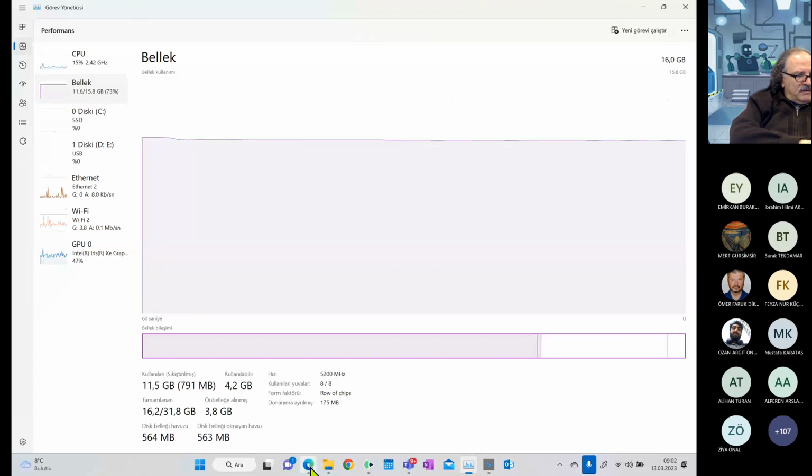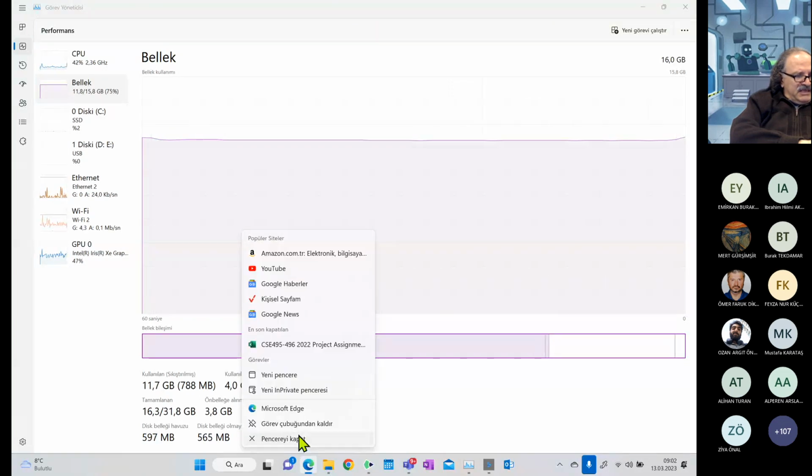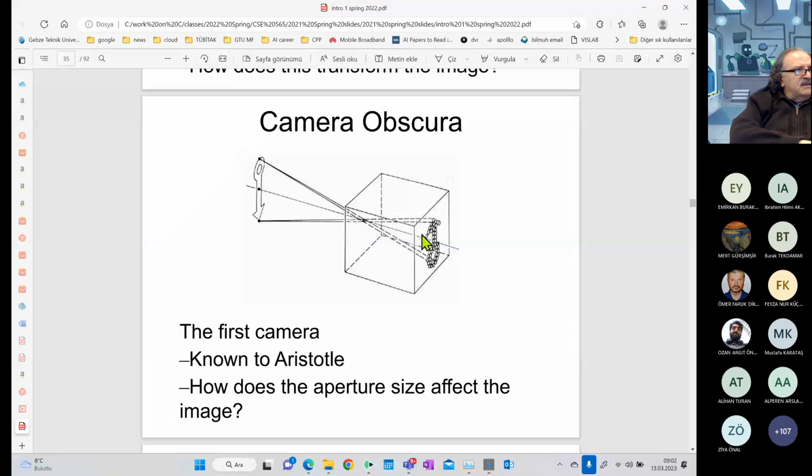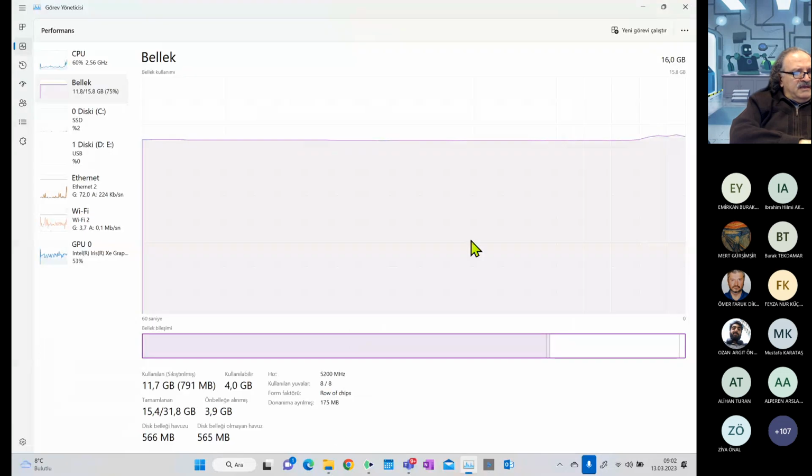Okay, let me close this Edge thing. Did it go away? Yeah. So it has dropped some memory. It was very interesting. When I tried to close something, the memory increased a little bit, then it dropped. We are going to see why this is happening when we look at the memory chapter. Okay, good.